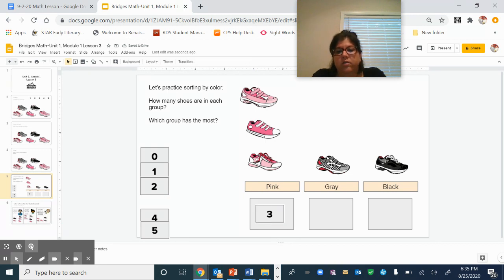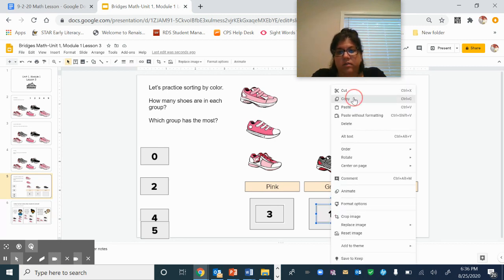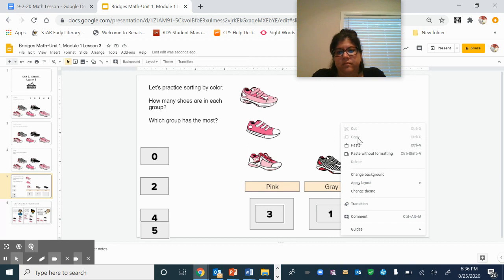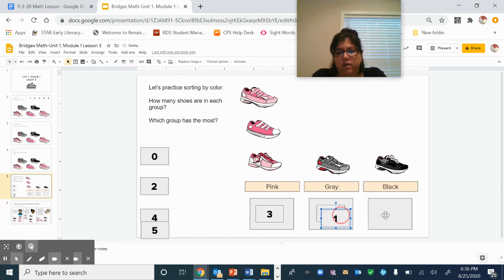All right, let's go to the gray one next. This is an easy one. Let's count. 1. How many gray shoes are there? 1, right? So we're going to move it right over here. Okay, all right. Now let's go to the black one. Another easy one. How many black shoes are here? 1, right? So I'm going to copy this one to make another one so that we can move it right over here. All right.